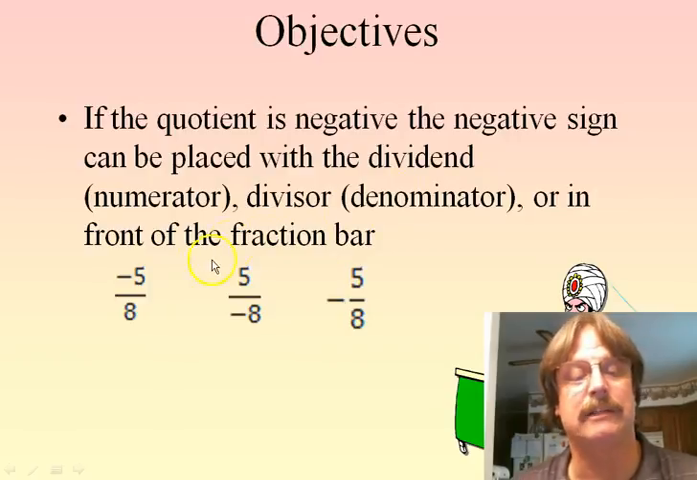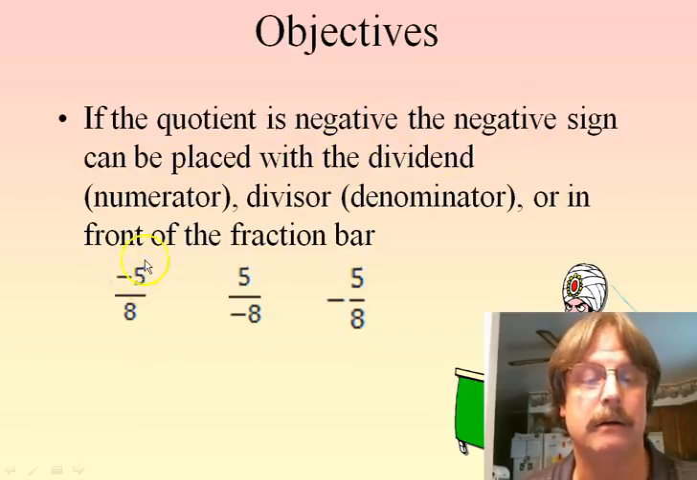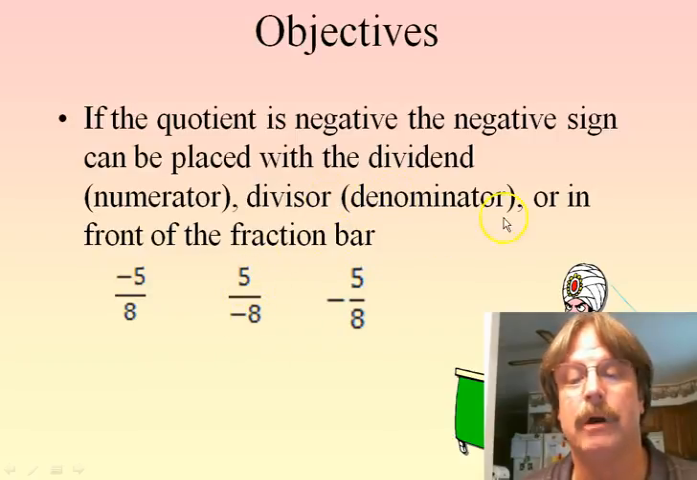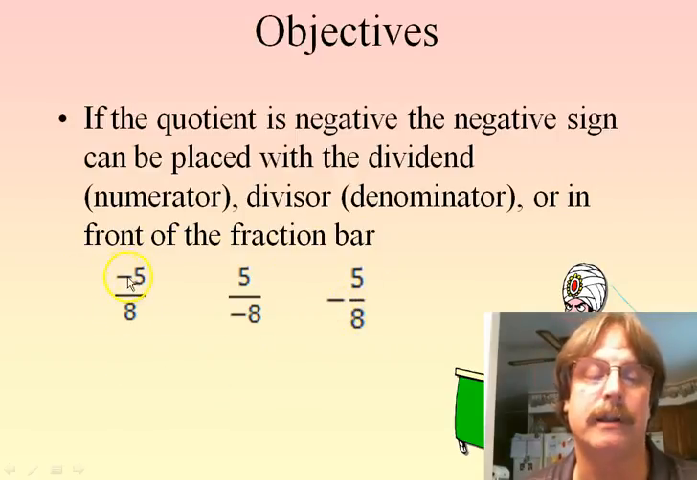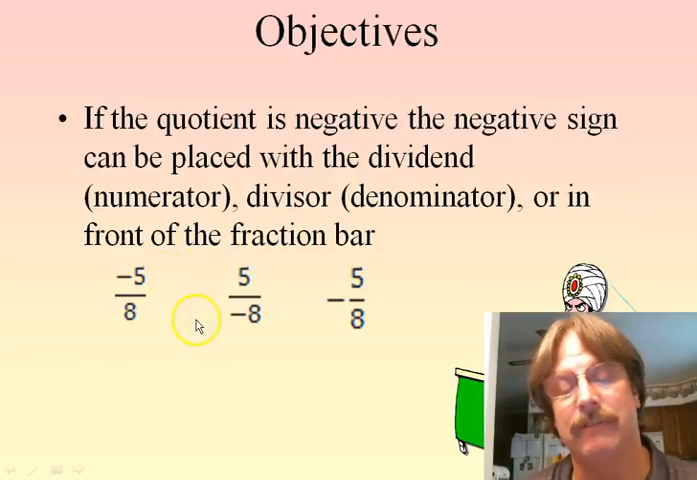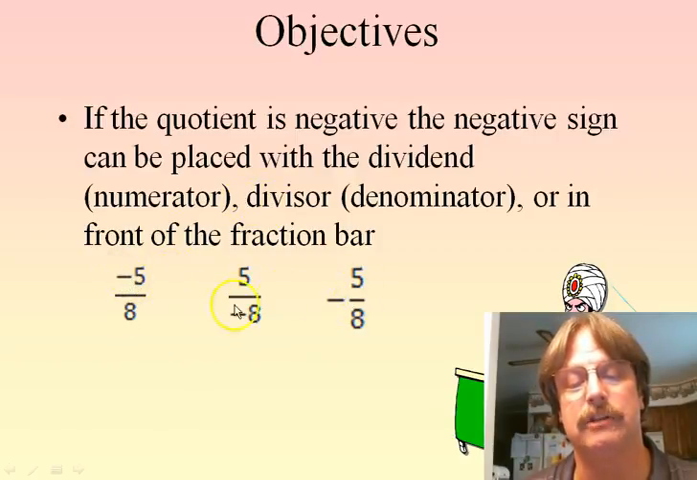One last thing as far as setup: if the quotient, so that's your answer, is negative, the negative sign can be placed with the dividend, so that's right here. The divisor, which is the denominator, could go there, or in front of the fraction bar, so it can go here. All three of these ways are correct. Make sure you don't put a negative in front of the 8, so it's like a negative 5 divided by a negative 8, because then that would make it a positive 5/8, because of our rules. Either way, these three are correct.